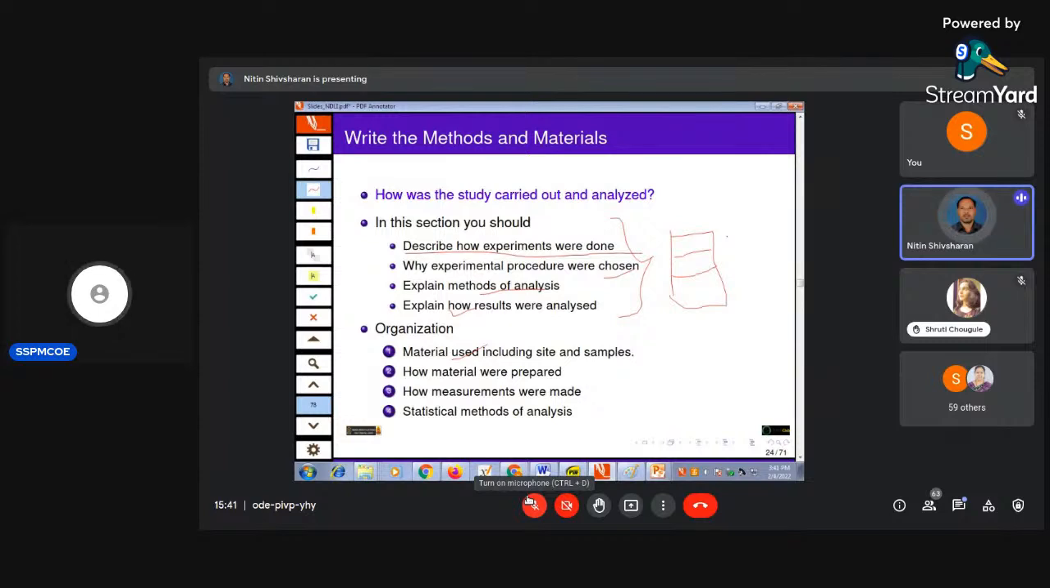then which camera I have used, what the specifications of that particular camera were, and in what environmental conditions I have captured these images. All that information we can write here in how the material was prepared and how measurements were made. Then statistical methods of analysis we can explain in this section.